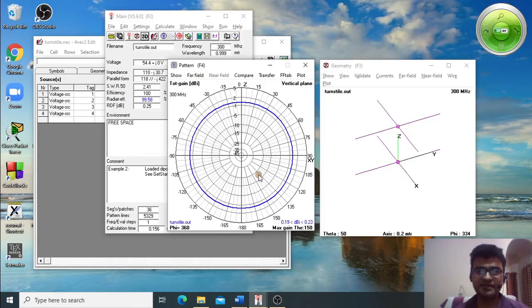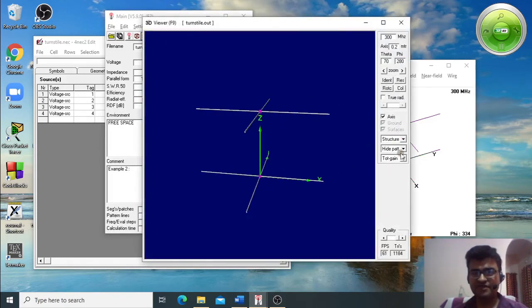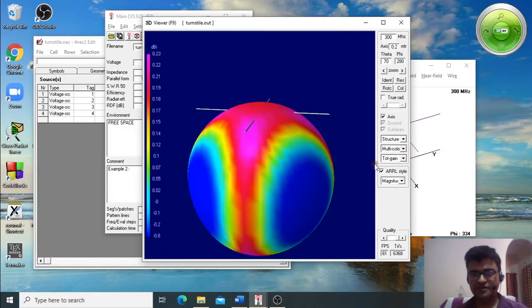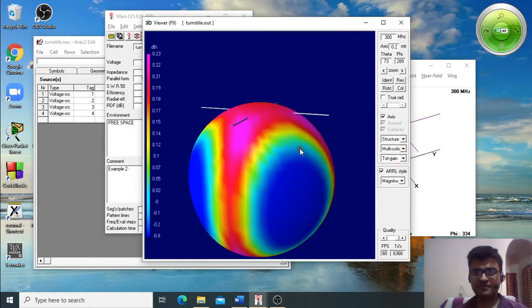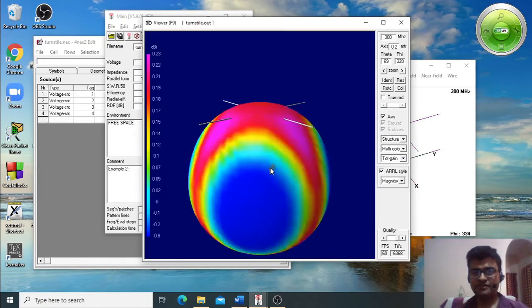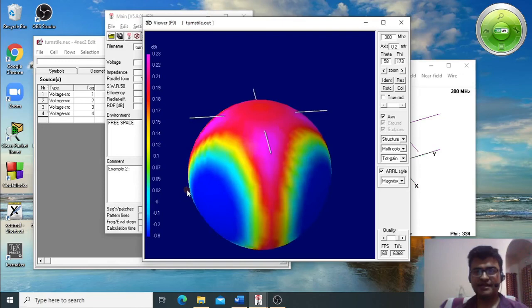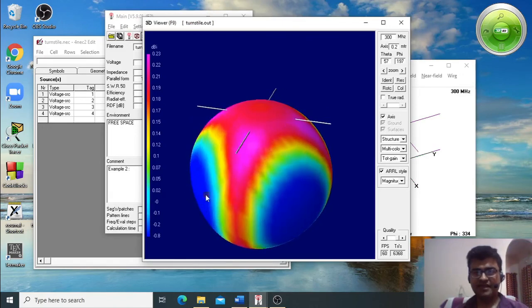I'm holding the right arrow key to rotate it on the horizontal plane, and to rotate it on the vertical plane I am holding the down arrow key. You can see it is very, very symmetrical. So as expected, the 3D radiation pattern of this will look something like this. See this? Can you see this? Yeah, so as you can see, this is trying to become very, very spherical, and that is what we wanted.